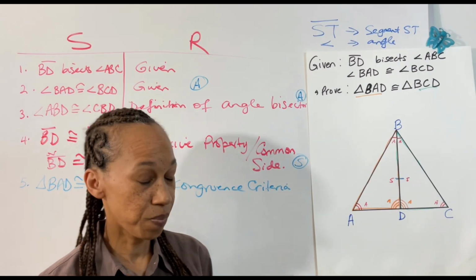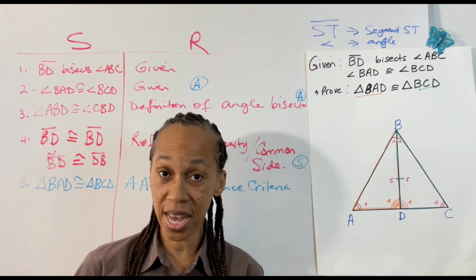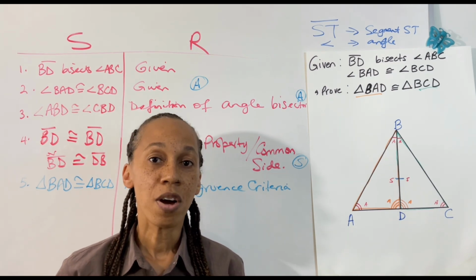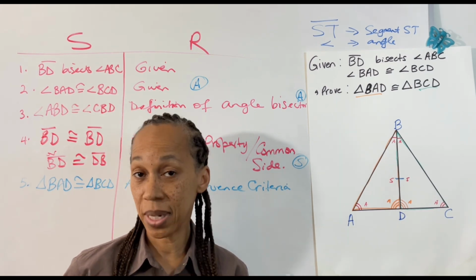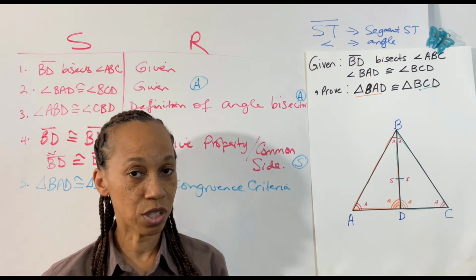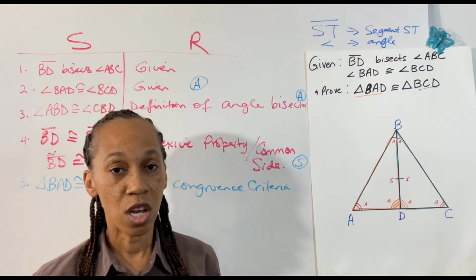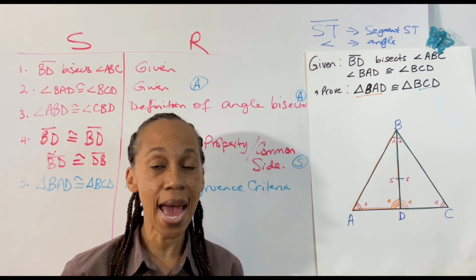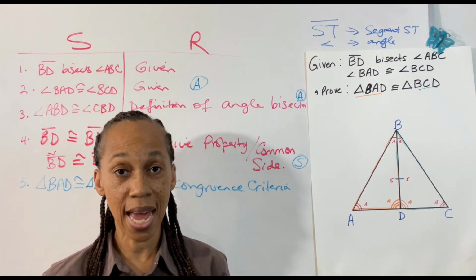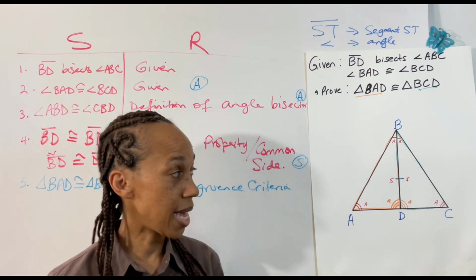So in conclusion, when you are writing proofs, there are three things that you must look out for. You must look out for reflexive property or common side. You must look out for common angle or vertical angles. And now that you know how to write a proof given to you and use the ASA congruence criteria, you also note that the ASA congruence criteria is an extension of AAS.